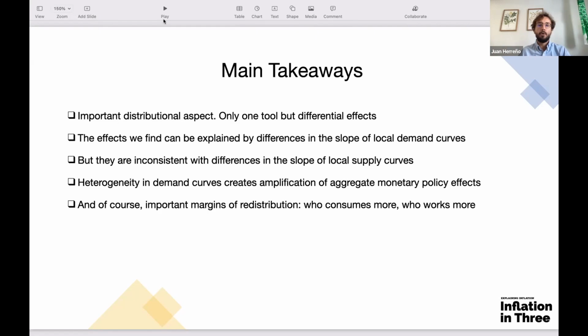Now, this heterogeneity in demand curves creates amplification of aggregate monetary policy effects. So if you have more unequal regions in the same country, the same monetary policy action is going to create larger effects. And of course, it creates important margins for redistribution. After the same monetary policy action, some regions are going to consume more, some regions are going to work more. So to understand the transmission mechanism of monetary policy, we think that these insights are very important.